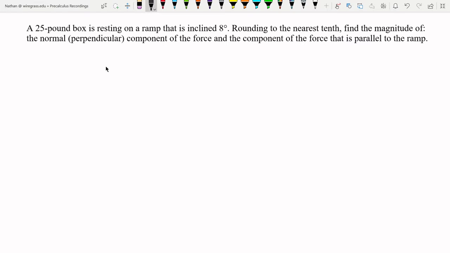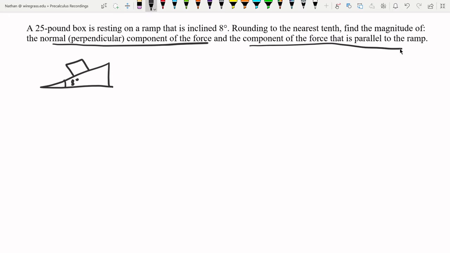So that looks like something like this. We have a box here. This incline is 8 degrees, and we know that this box weighs 25 pounds. Now, we're going to round to the nearest tenth. We're going to find the magnitude of the normal, perpendicular component of the force, the force of gravity, that's the weight of it. And we're going to find the component of the force that is parallel to the ramp.